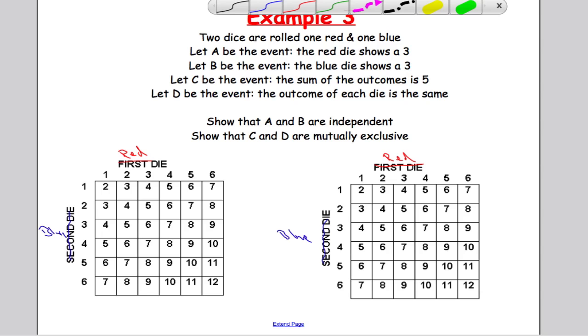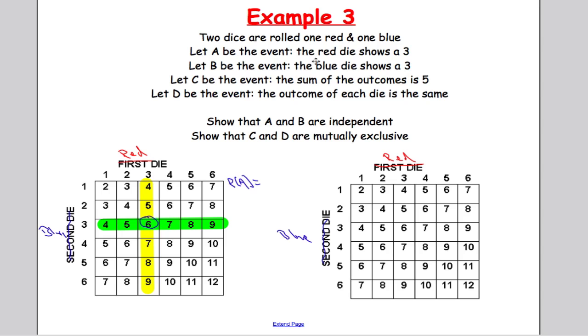So let's go to our diagram first and just use the diagrams to help us. So A, the event that the red die shows a 3. So these are all the ways that the red die can show a 3. And B is the event the blue die shows a 3. So we need to show that A and B are independent. And we see because they overlap, they're actually independent. But let me just prove why. We know that the probability of A happening is, let's see, A is the red die shows a 3, so that's 1 out of 6.